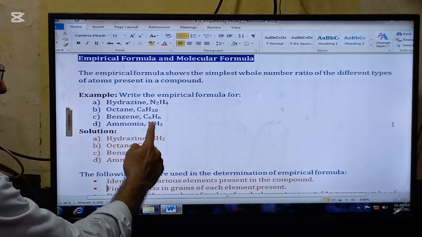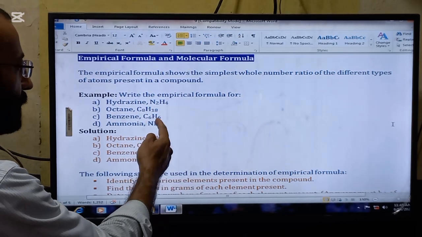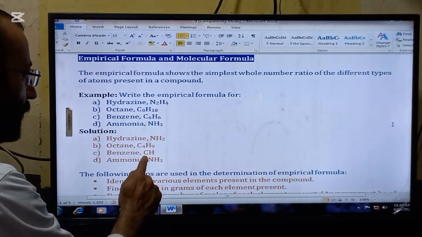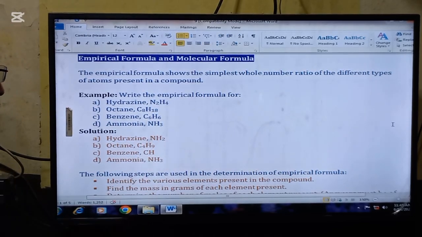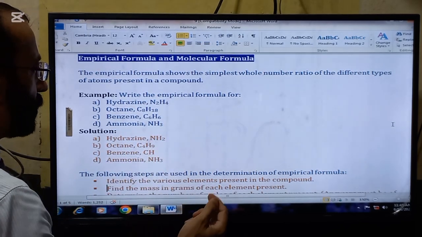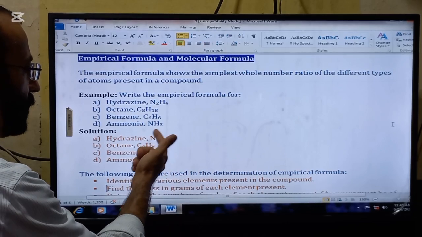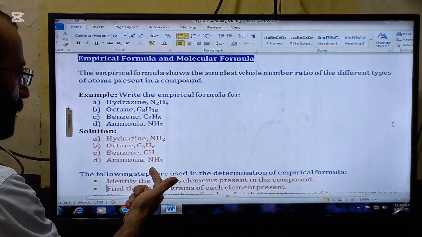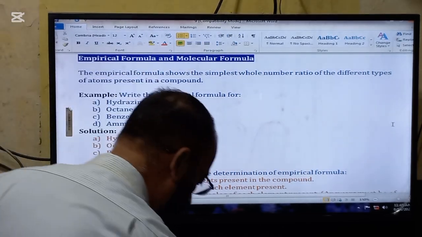Look at the third, that is benzene, C6H6. The maximum table in which these numbers are coming is 6. So 6 ones are 6, 6 ones are 6. So CH is the empirical formula of this compound. The last one is ammonia, NH3. If you see, there is no table except one in which all the numbers are coming. So this formula will remain the same. So this is the empirical formula of this compound.